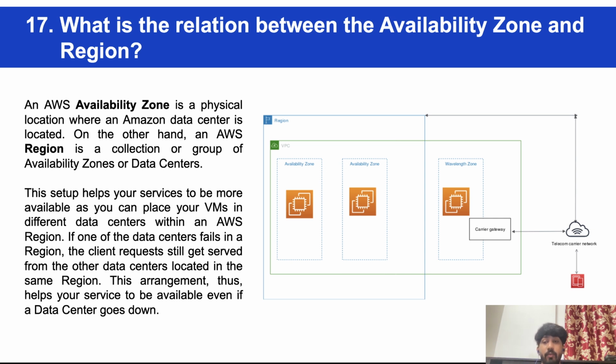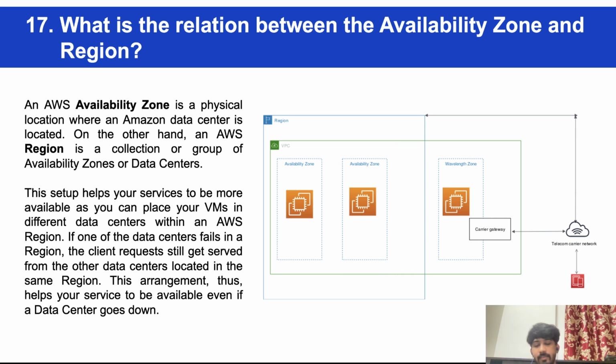Coming to the 17th question, what is the relation between the availability zone and the region? To put it very simply, the region is the entire region. Regions are geographical. Within the region, there could be any number of data centers, but usually there are 6 to 7 data centers in AWS. An AWS availability zone is a physical location where an Amazon data center is located. On the other hand, an AWS region is a collection or group of availability zones.